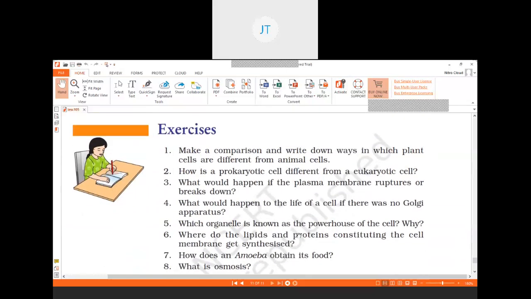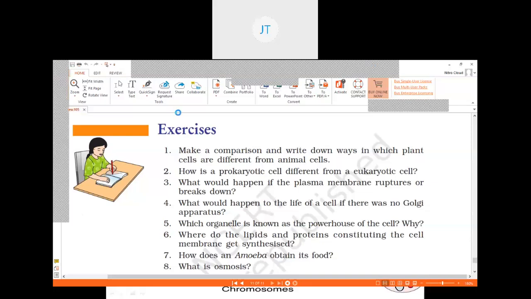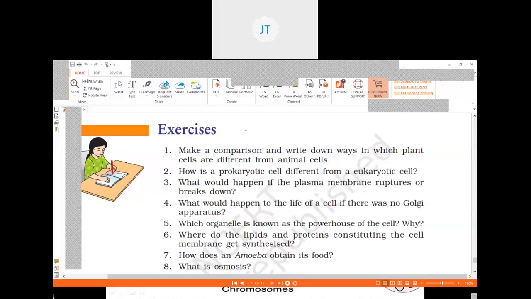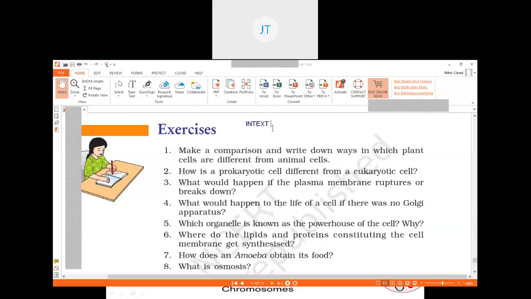Now, whatever exercise questions are there, when I send you the photographs of the question answers, in that there are particular things written in the text. On the heading you will see: in-text question answer, in-text question answer, and whatever those question answers are with this sign, they are from the textbook. In-text question answers are those questions which are here.